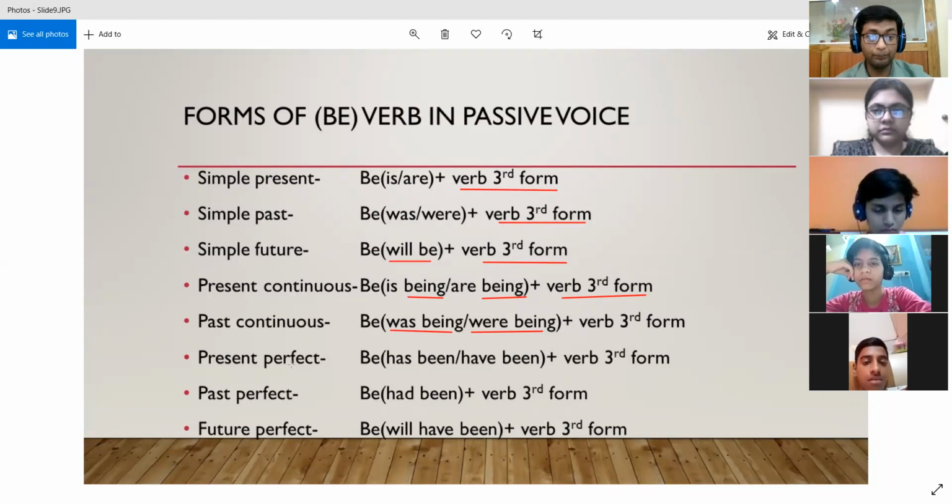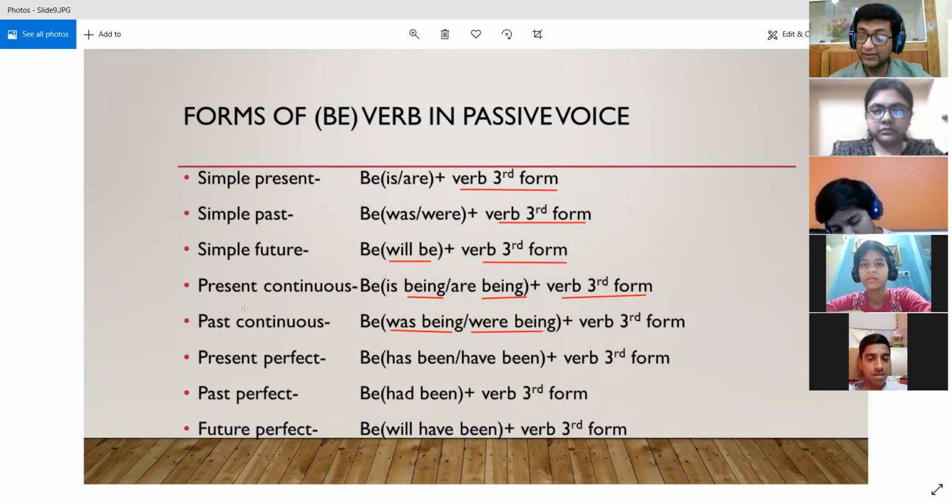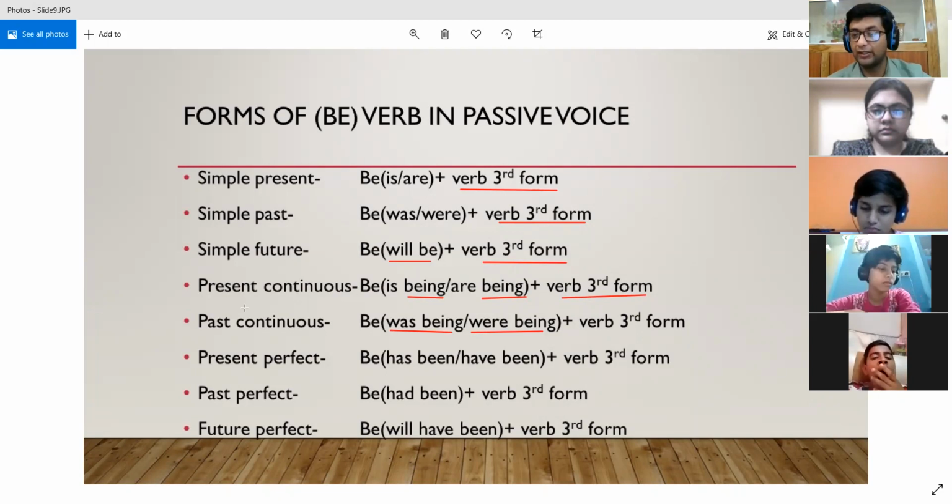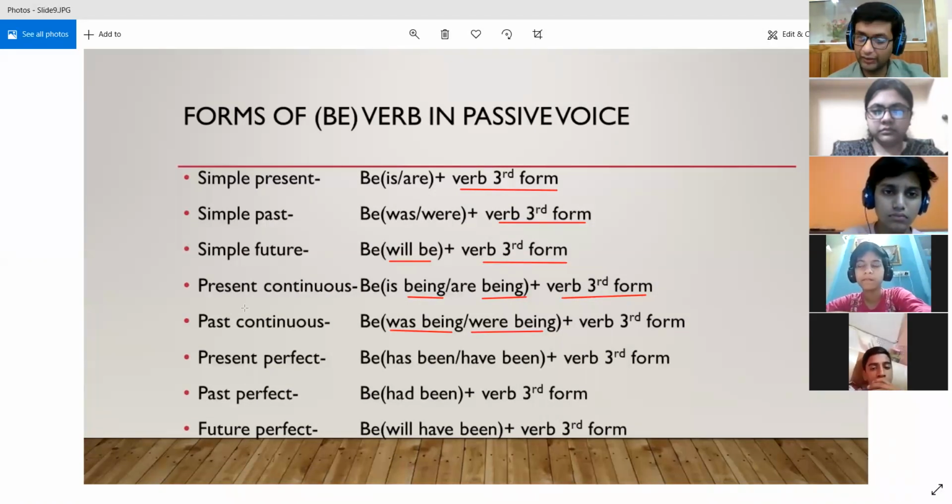Now see the case of the perfect tenses. And one more important thing I want to tell you, that in the future continuous tense, we can't change it into passive voice. So there are certain tenses for which there is no passive form available. They are the future continuous tense, the present perfect continuous tense, past perfect continuous tense, and future perfect continuous tense. You can note it down. For these four tenses, there is no passive form available. We can't change them into passive form.